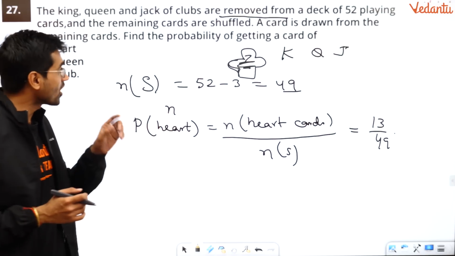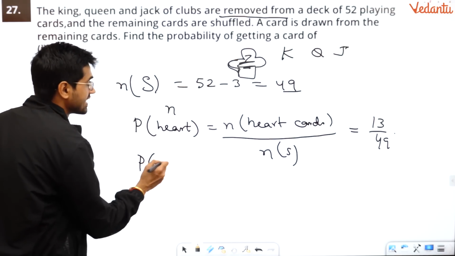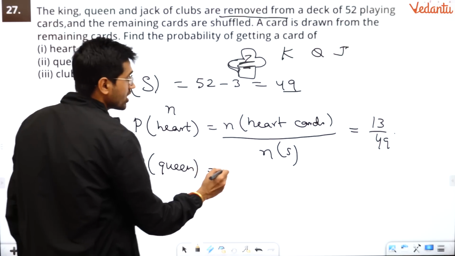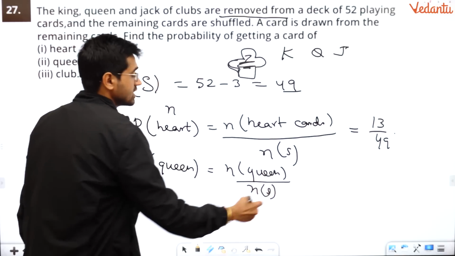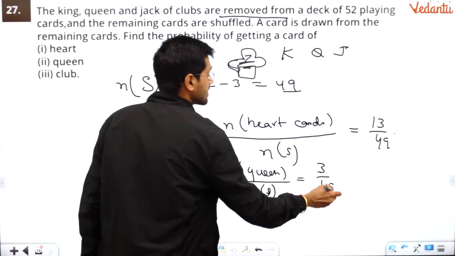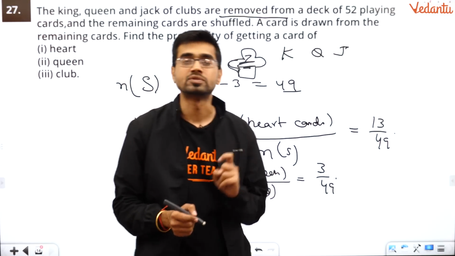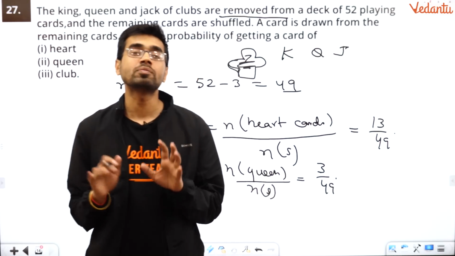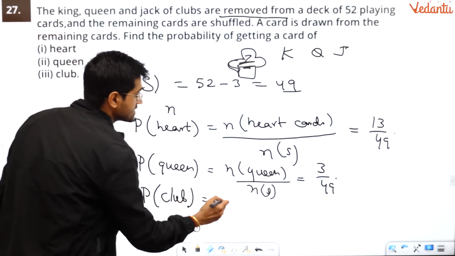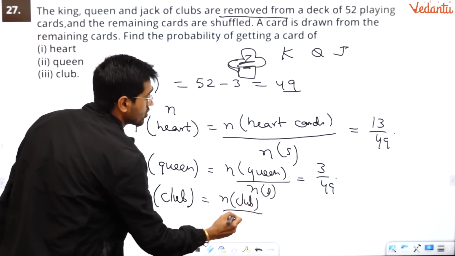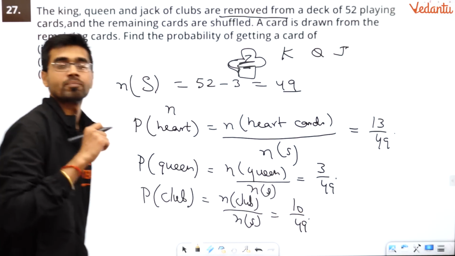A queen. Now the problem is one queen has been removed. So altogether you have just 3 queens. So probability that it is a queen is the number of queens you have now by the total number of cards. So this is 3 by 49. The next and the last is a club. The problem is they have removed 3 clubs. So altogether now you have 10 club cards. This is a very easy question. Probability that it is a club is the number of club cards you are left with upon total number of cards, which is 10 by 49, because 3 club cards were removed.